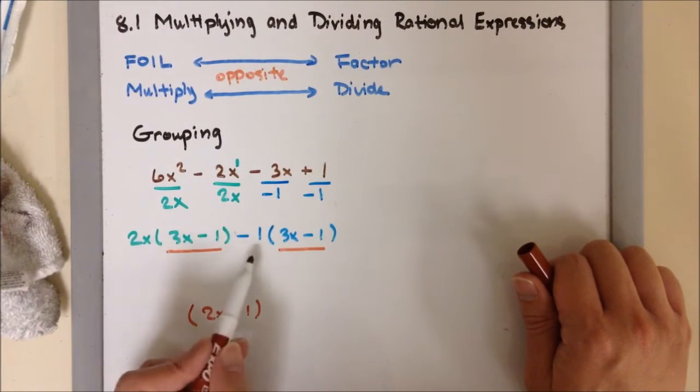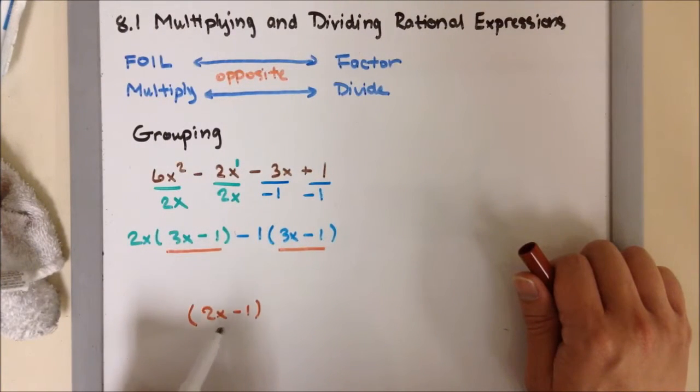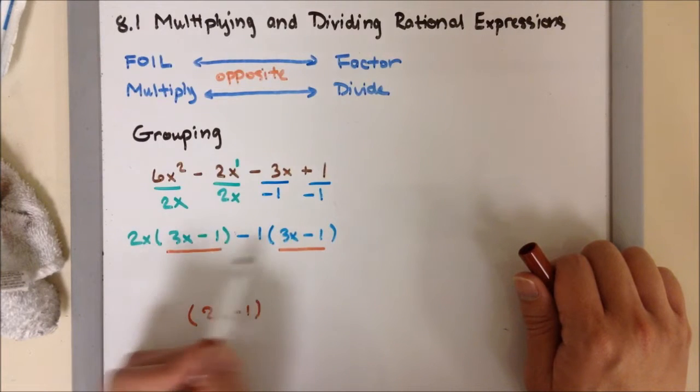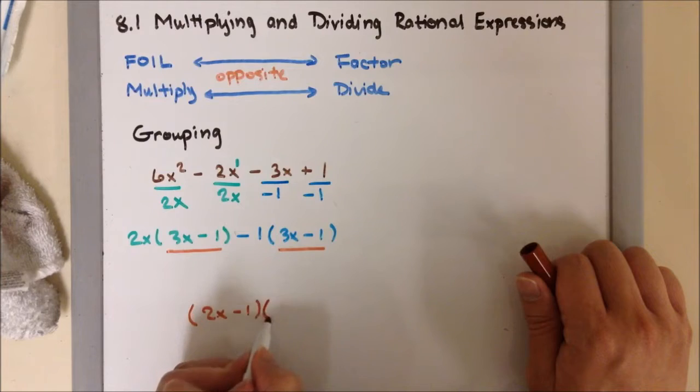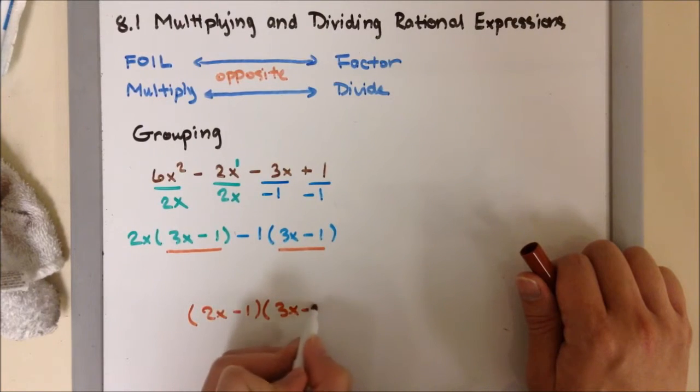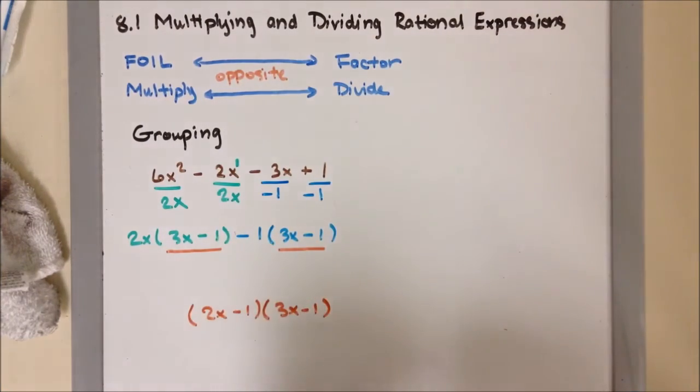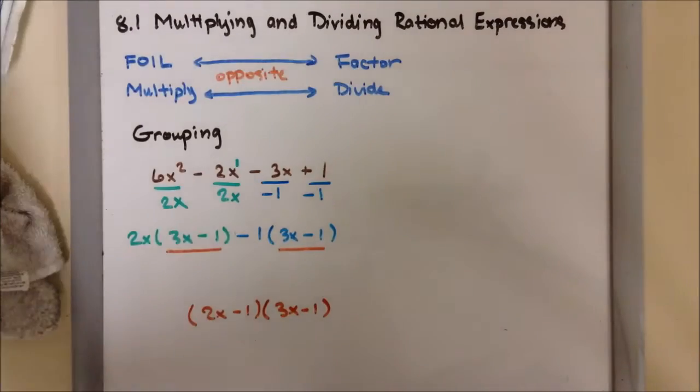And then after I group the outside factor, 2x minus 1, I'm just going to write the inside factor, the one in parentheses, just once. And then that's all you have to do. This is our final answer.